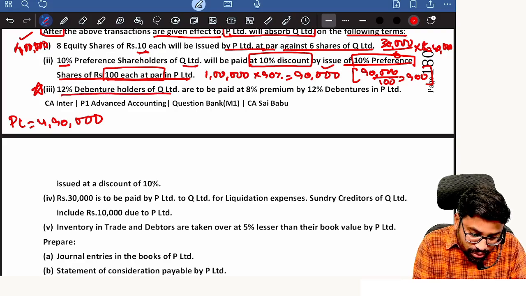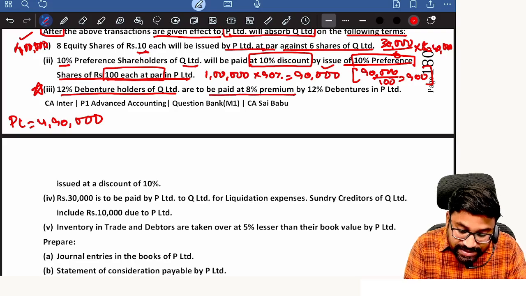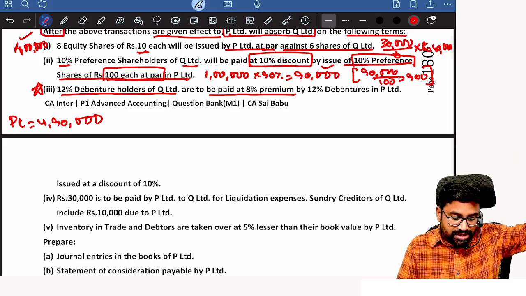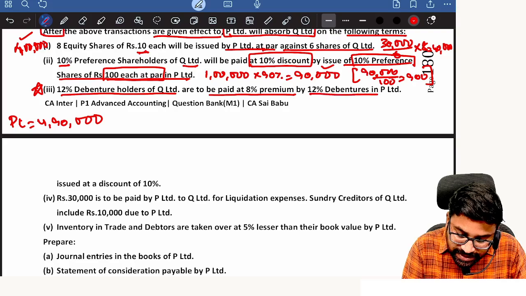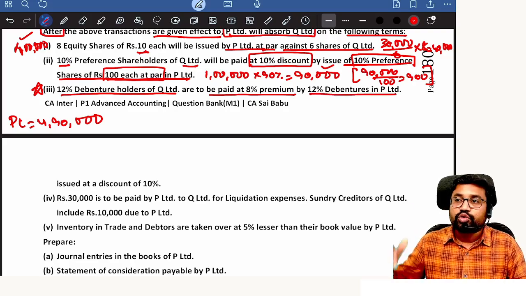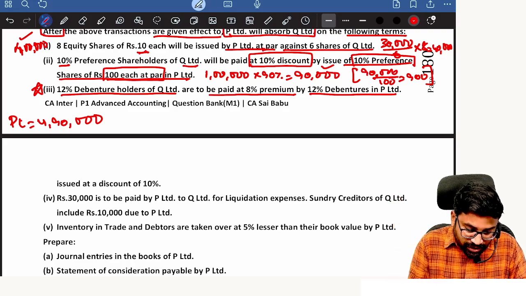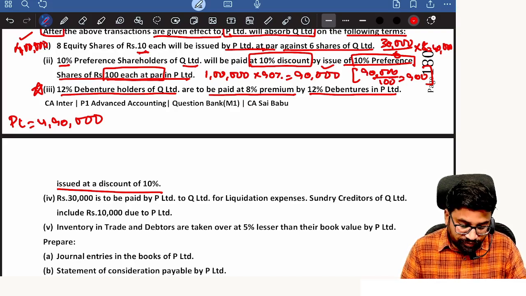12% debenture holders of Q Limited are to be paid at 8% premium. So the 12% debentures in Q Limited are a liability of Q Limited. That liability is paid by P Limited, the transferee company, at 8% premium. How? By 12% debentures in P Limited. Therefore, to the debenture holders of Q Limited, P Limited will issue its own debentures, issued at a discount of 10%.